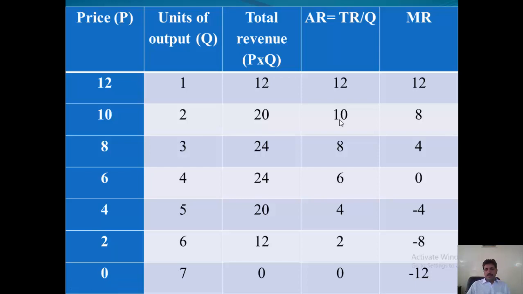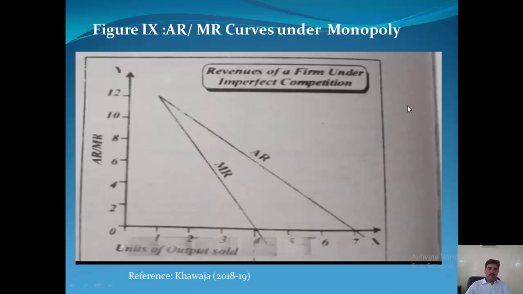Marginal revenue is given in the fifth column, and it is the revenue which we derive from the sale of an additional unit of output. For the first unit, the marginal revenue is 12. For the second, how much is added? 20 minus 12, 8. So 8 is the marginal revenue. For the third unit, how much is added to it? 4. So 4 is the marginal revenue. For the next unit, nothing is added, so the marginal revenue is 0.